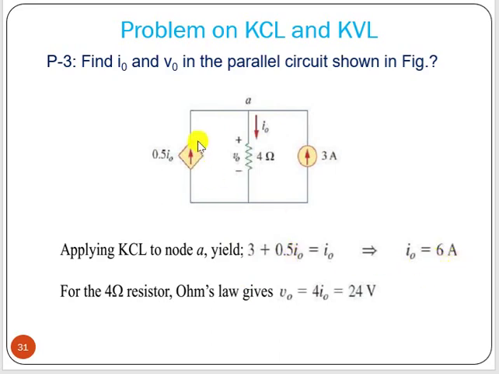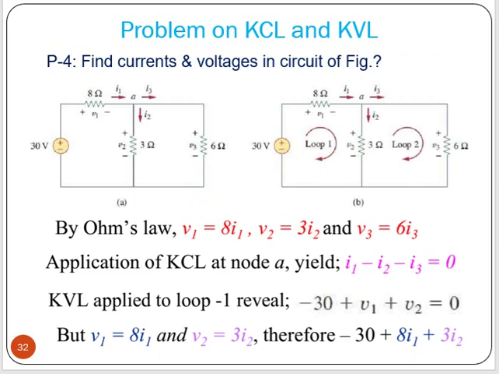Now what is V0? Nothing but 4 into I0, 24 volt. Why is it positive? Because current is flowing from the positive to the negative terminal. So it is positive. I is also positive, there is no problem, because the polarity of the voltage of this resistance is the same as the current.